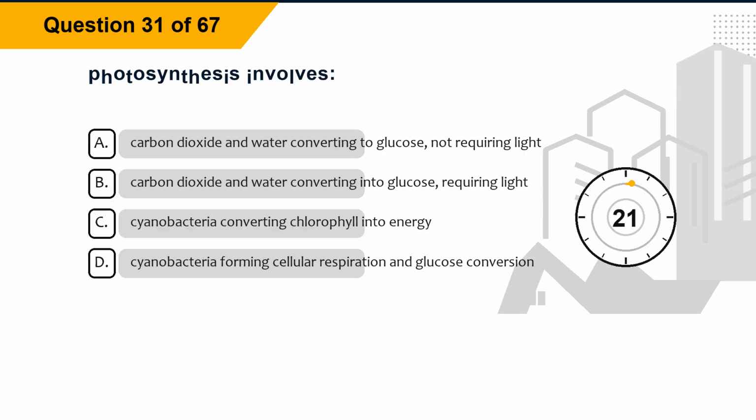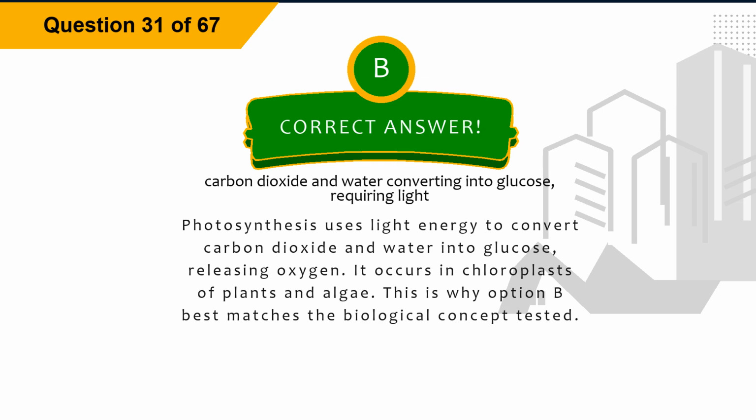Question 31. Photosynthesis involves option A, carbon dioxide and water converting to glucose, not requiring light. Option B, carbon dioxide and water converting into glucose, requiring light. Option C, cyanobacteria converting chlorophyll into energy. Option D, cyanobacteria forming cellular respiration and glucose conversion. The correct answer is option B, carbon dioxide and water converting into glucose, requiring light.